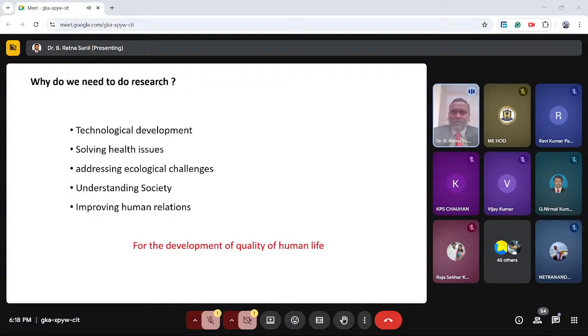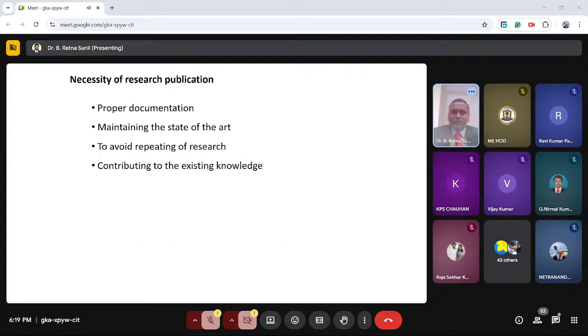Technological development, what we have learned, solving health issues, addressing ecological challenges and social issues, and understanding society, human relations, economics, everything you can include. So if you measure the quality of day-to-day human life, it is because of research and development that now we are able to see the possibility of things unimaginable 10 or 15 years back. People who lived maybe 3 or 4 decades back could not even imagine the kind of technologies that we are now enjoying in our present generation. That is only because of research.